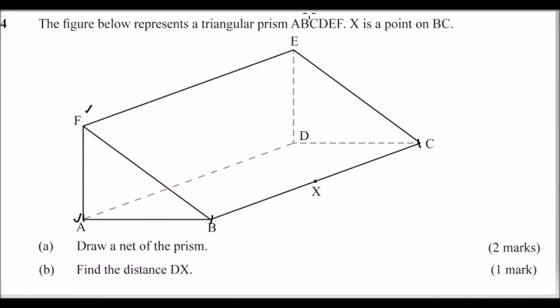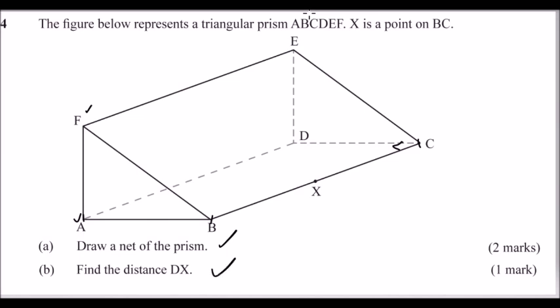When you do that, you have a figure on the space provided, and that will be the net of the prism. Then from there, you are required to find the distance DX. On the net that you have drawn, you use a ruler, and you can use your divider and a ruler to measure the length of DX. And once you measure the length of DX, this angle here is 90. Therefore, once you get that distance, you just write it here.